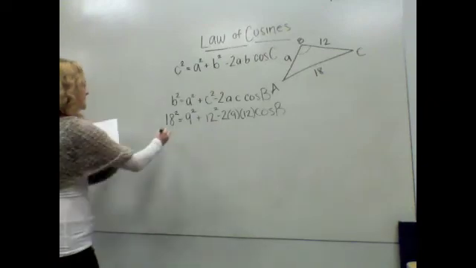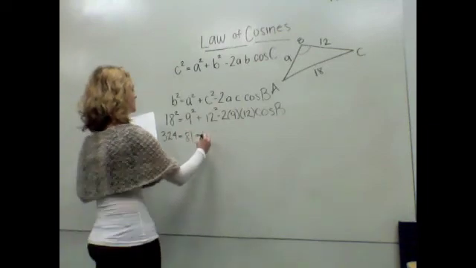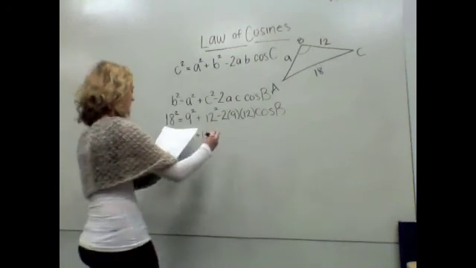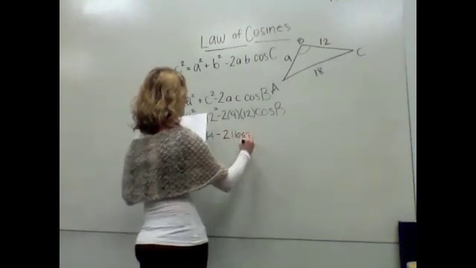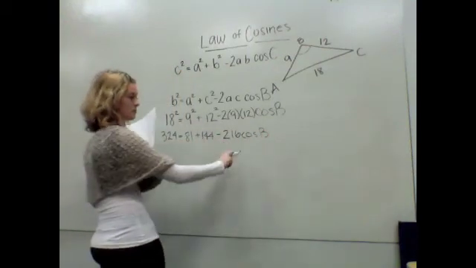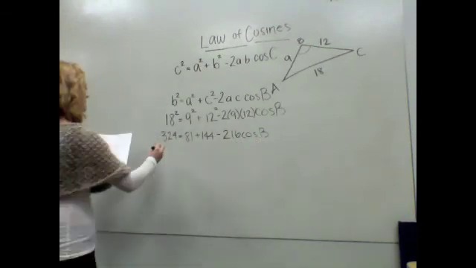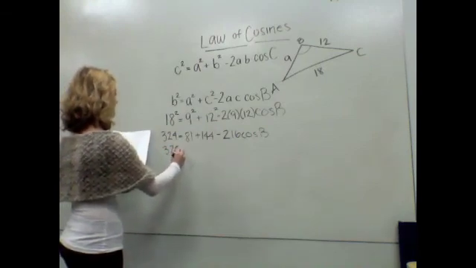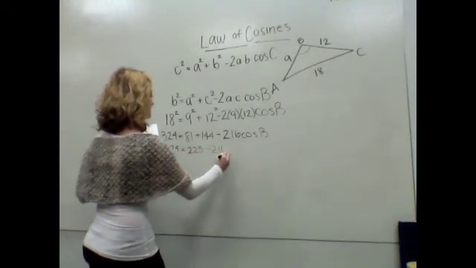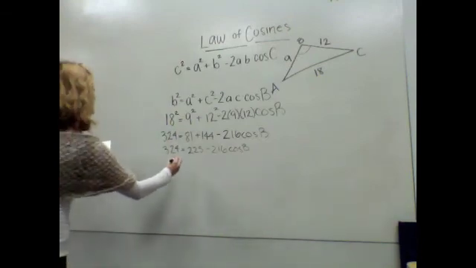So I go forth. 18 squared is 324. 9 squared is 81. 12 squared is 144. And negative 2 times 9 times 12 is negative 216. Once again, I'm solving for cosine of B. Now these two values cannot go into 216 because 216 is being multiplied by a cosine of B, so I know that they cannot be combined. But I can combine the two of them, 81 and 144, to become 225. So from this point on, it's really just isolating your variable. You're going to subtract 225 from both sides.